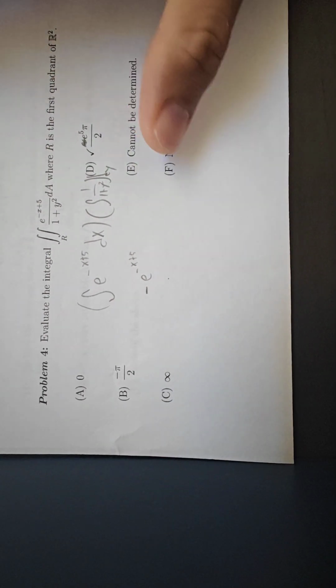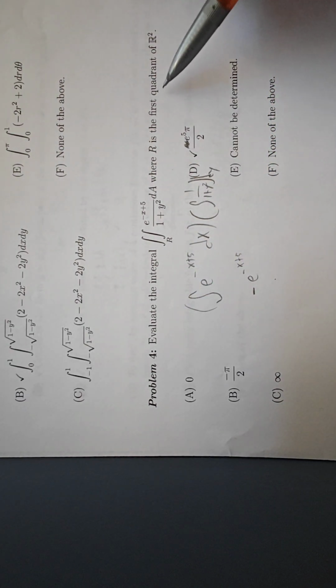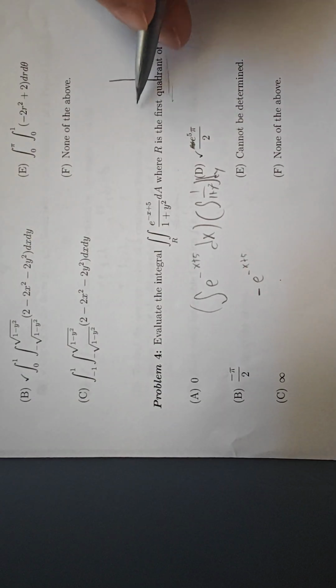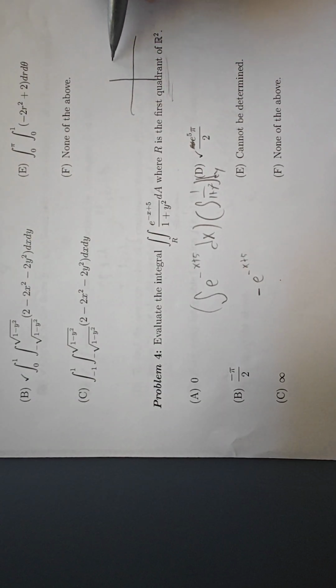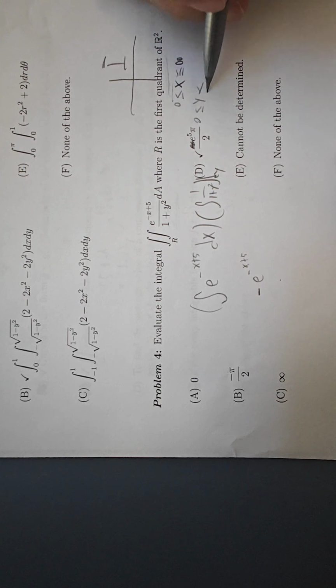Now we need our bounds. What are our bounds? Evaluate the integral where r is in the first quadrant. I missed that part. First quadrant. So what the first quadrant means is of your regular plane here, this here is the first quadrant. So x is going from 0 to infinity, and y is going from 0 to infinity.